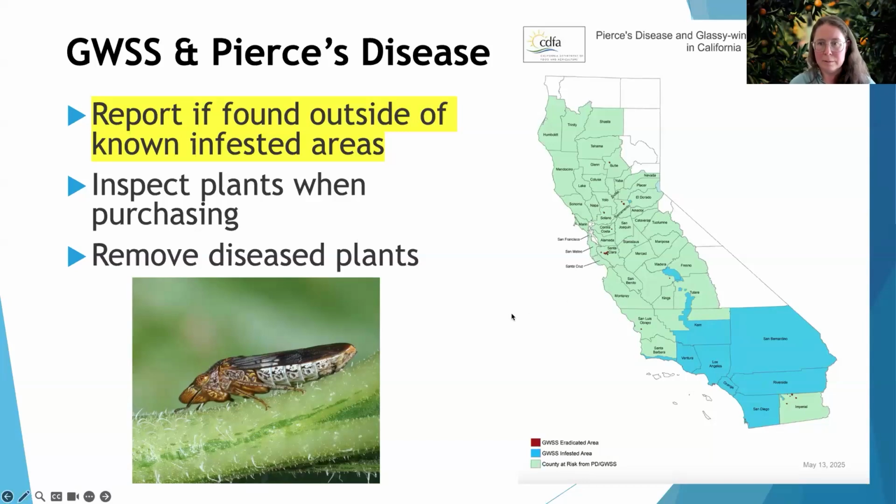If you think you've found glassy wing sharpshooter or Pierce's disease, especially outside of Southern California, contact your local UC Cooperative Extension Office or County Agricultural Commissioner. When purchasing new grapevines, inspect plants thoroughly for signs of pests or disease. This is really good to do before bringing any new plants home. If you have multiple grapevines, remove diseased plants to prevent the disease from spreading to your healthy plants.